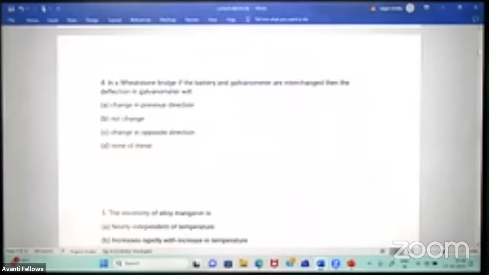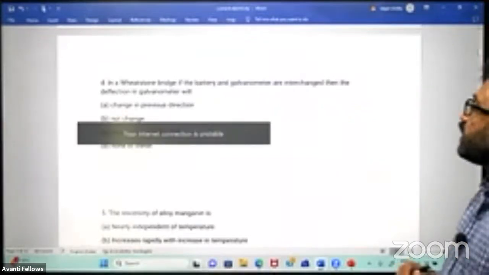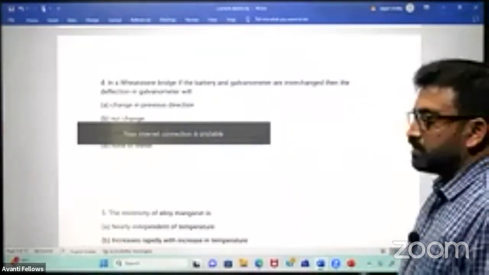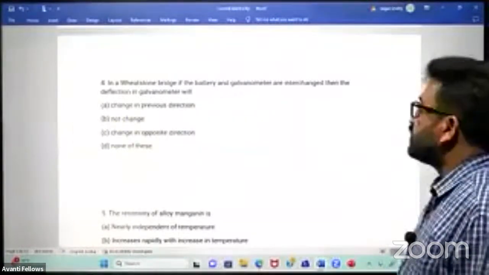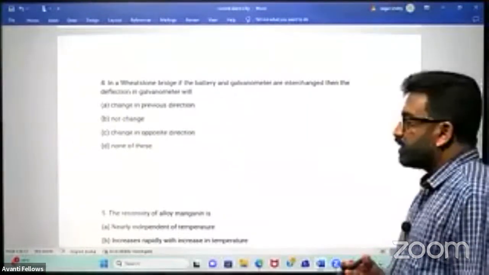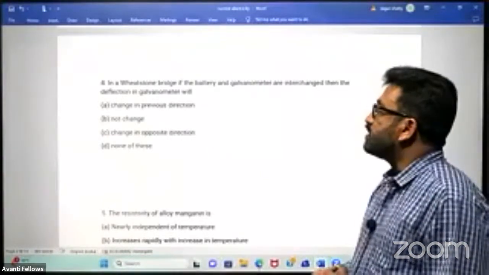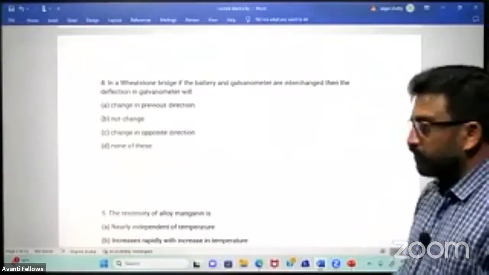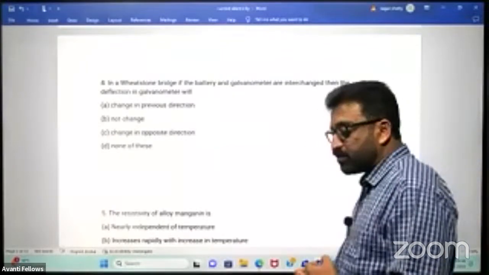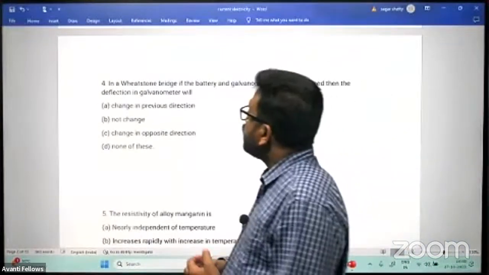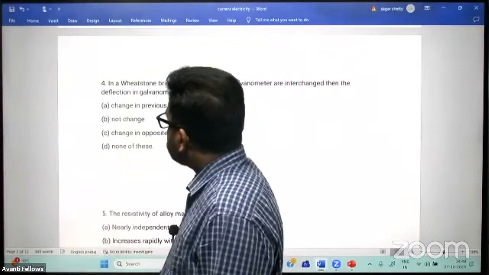Fourth question, question number 4. In a Wheatstone's bridge, if the battery and the galvanometer are interchanged, then the deflection in galvanometer will be. What will happen to the deflection in galvanometer if battery and galvanometer are interchanged?